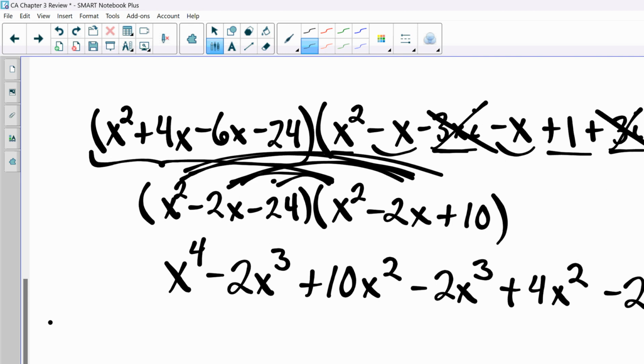And lastly, multiplying through with negative 24. Negative 24 times x squared is negative 24x squared. Negative 24 times negative 2x is going to be plus 48x. And lastly, negative 24 times 10 is negative 240.